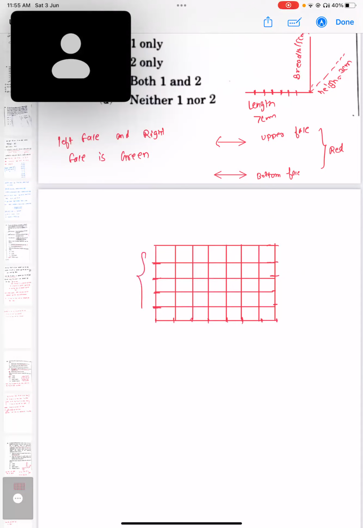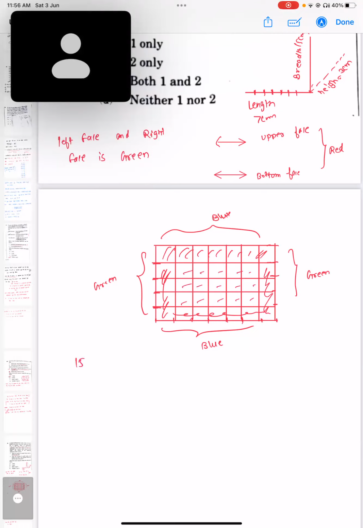So we know this one is painted green. This one was painted green. This one was painted blue, and this one was painted blue. So basically, these are painted. So what are we left with? 5 here, then 10, then 15. 15 cubes in each layer.